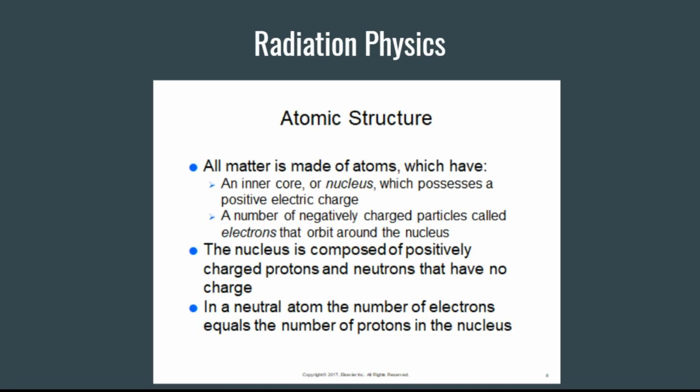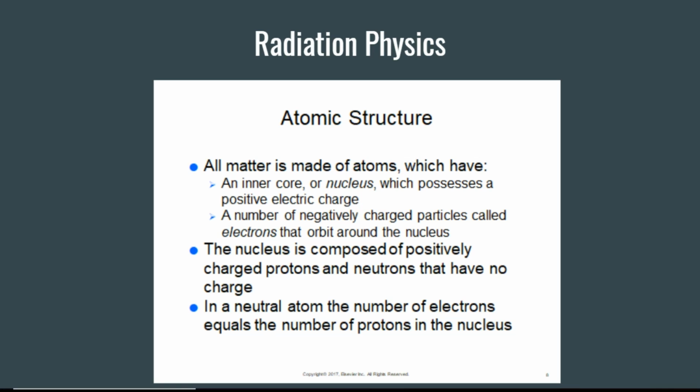That inner core is known as the nucleus, and that nucleus has a positive electric charge. On the outside of the nucleus, there are tiny little pieces that orbit around this nucleus on these little rings called shells. And those little particles are called electrons, and those electrons have a negative charge.